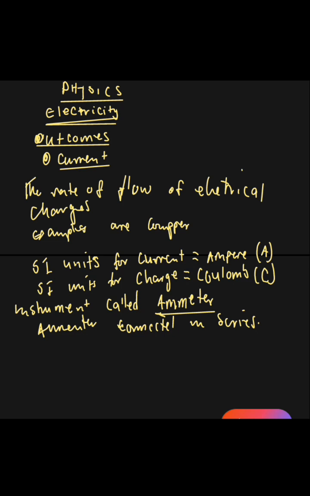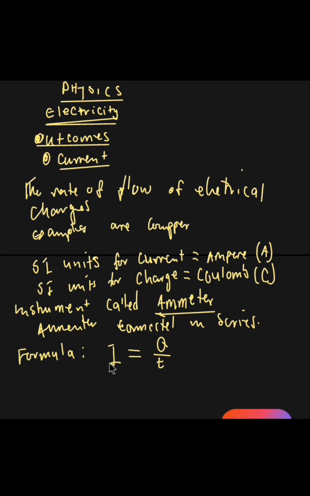Okay. So now, having established all these factors, we now need to talk about the formula that can be used to calculate current. The formula for calculating current is current is equal to charge divided by the time taken.